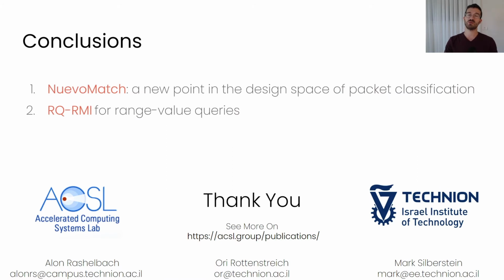To conclude, NuevoMatch introduces a new point in the design space of packet classification algorithms and opens up new ways to scale it on commodity processors. This is possible thanks to RQRMI models that support fast lookup of range value pairs. It is important to understand that NuevoMatch is not operational in a real system just yet. This is the goal of our ongoing work. More details are available in the longer version of this presentation and in the paper. Thank you.